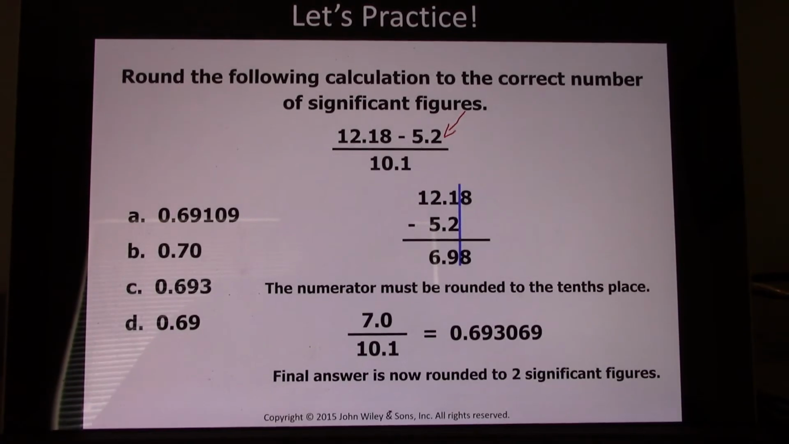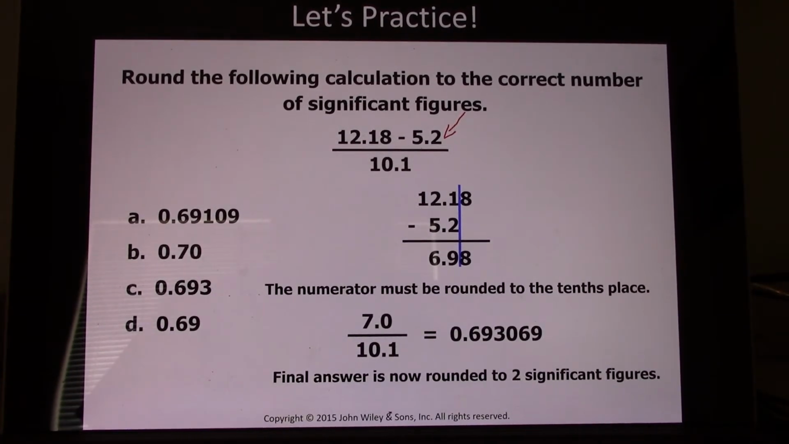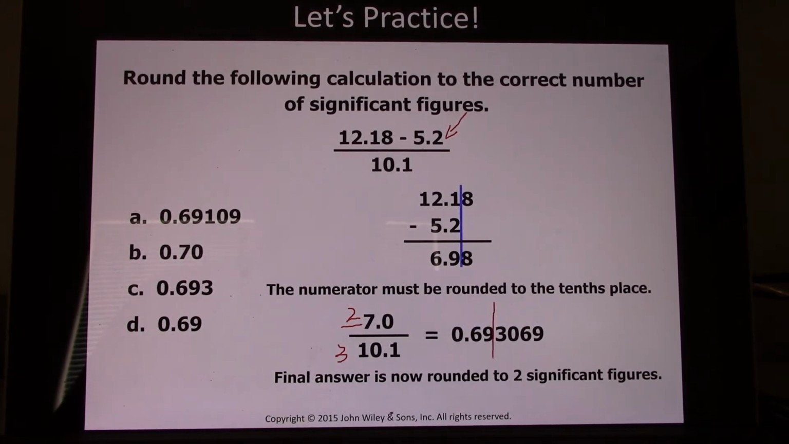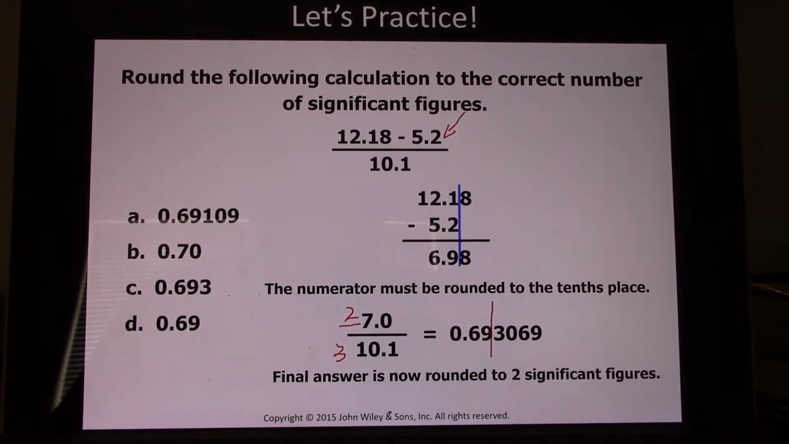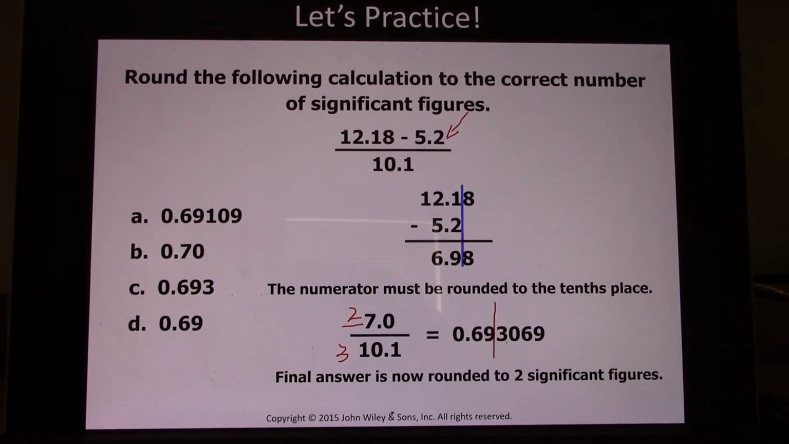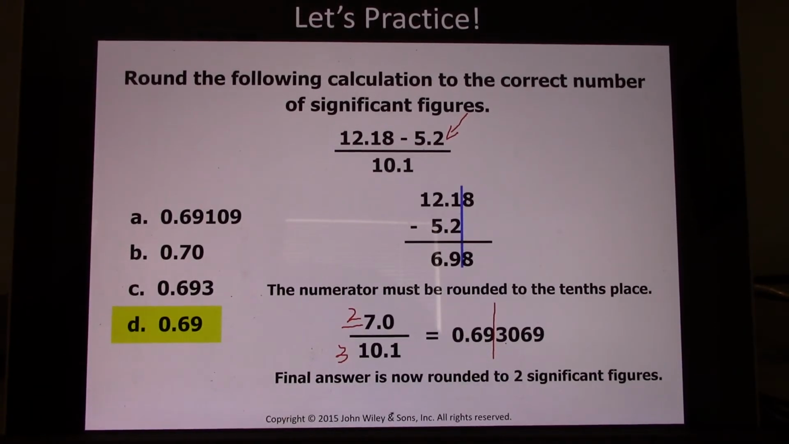And the next step, it's 7.0 divided by 10.1. Now this is a division problem. So we use the multiplication division rule. 2 sig figs here, 3 sig figs here. Which one is less, 3 or 2? 2 is less. So our answer will have 2 sig figs. Remember, this 0 is just a placeholder. There's no other way to write that number without the 0 there, but it is not significant. And 3 is less than 5, so we round down to 0.69.